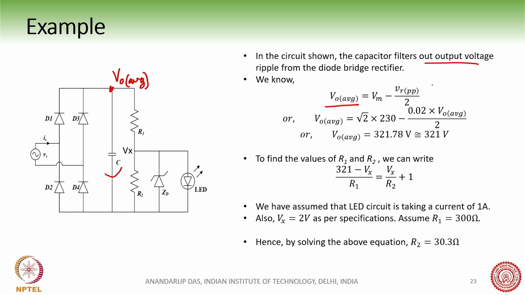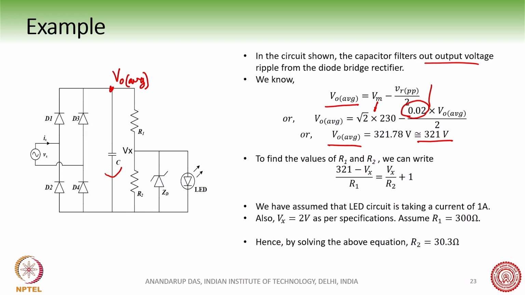We have already derived the expression for V0 average, which is shown here. If we put in these values, Vm is √2 into 230, where 230 volt is the RMS value of the incoming AC. We have also assumed in the example that we have a 2% ripple on the average output voltage. So if we put these values into this expression, V0 average is 321.78 volt, which we can take as 321 volt. Okay, so this is the first part.